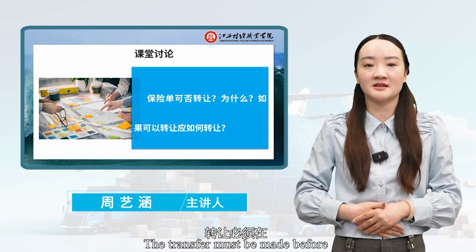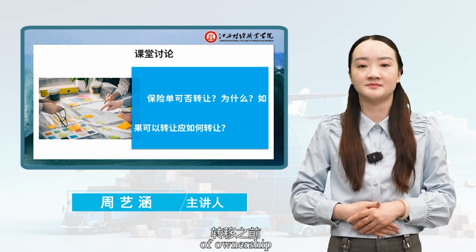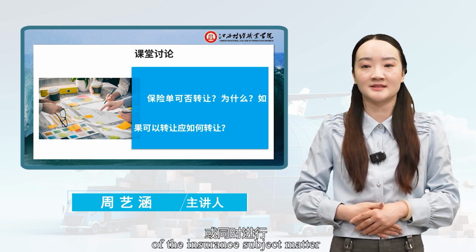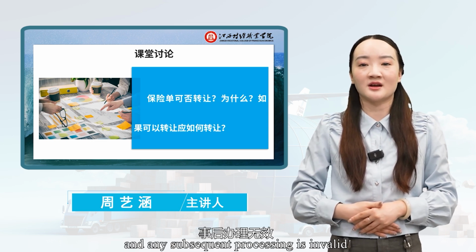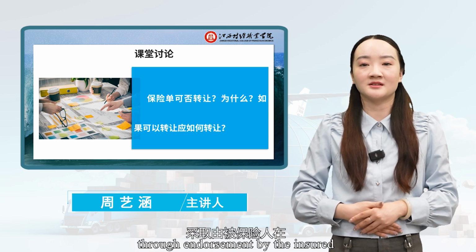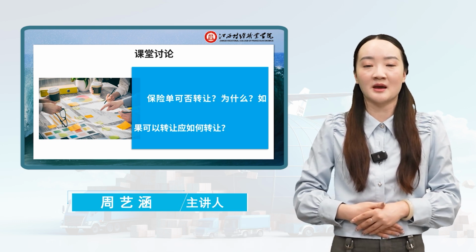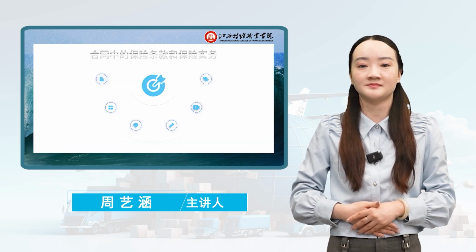The transfer must be made before or at the same time as the transfer of ownership of the insurance subject matter, and any subsequent processing is invalid. Insurance transfer can be carried out through endorsement by the insured on the insurance policy or other customary methods.